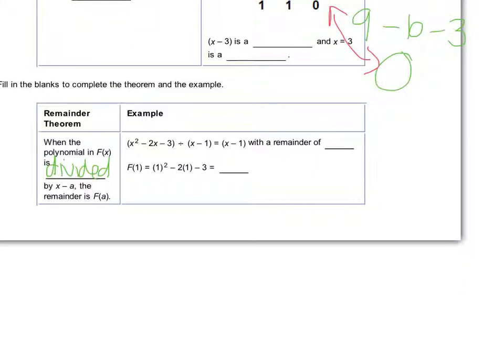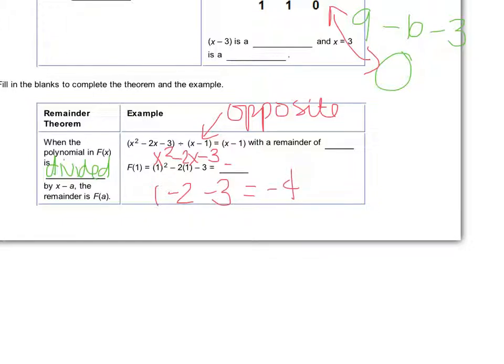So if I wanted to know what my remainder was when I divided x squared minus 2x minus 3 by x minus 1, then all I have to do is plug in positive 1 for all of my x's. So remember, my original equation was x squared minus 2x minus 3, and they've gone ahead and replaced each of those x's with a positive 1. It's always the opposite. So 1 squared is 1, 2 times 1 is negative 2. Minus 3, and 1 minus 2 minus 3 is going to give me negative 4.